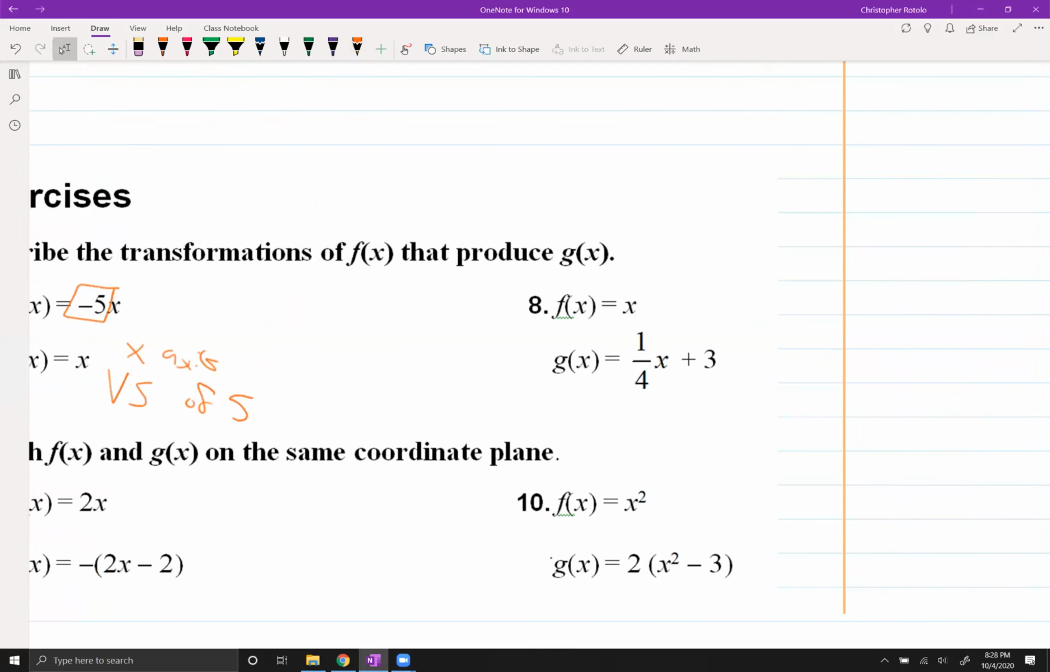All right, number 8, we're going to start with 1. First thing is it needs to multiply by 1/4. So what happens there? It's a vertical compression of 1/4. It's going to make it squished, and the +3 now means that it's going to be moved up 3 units.